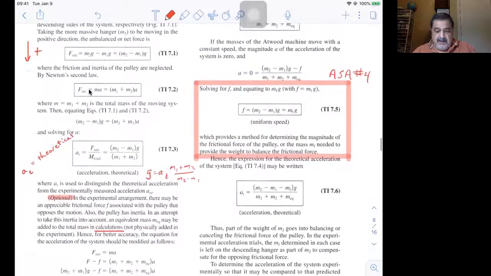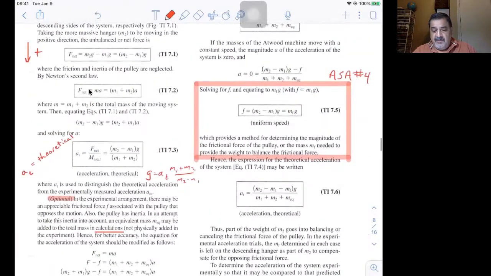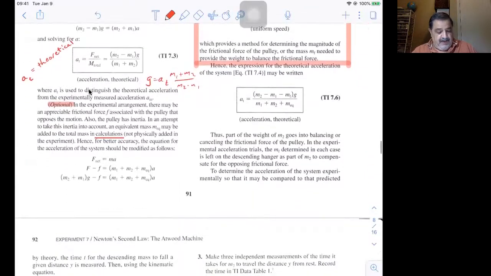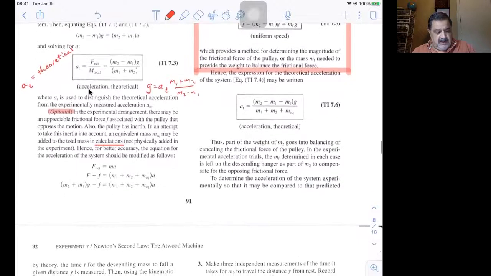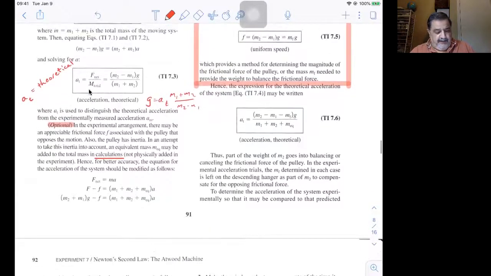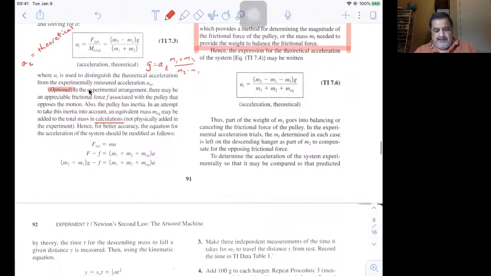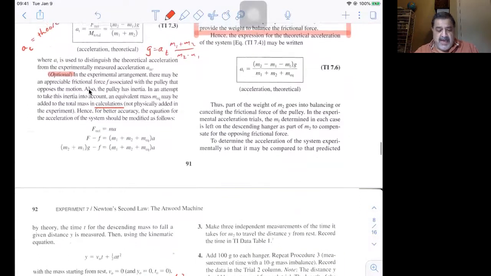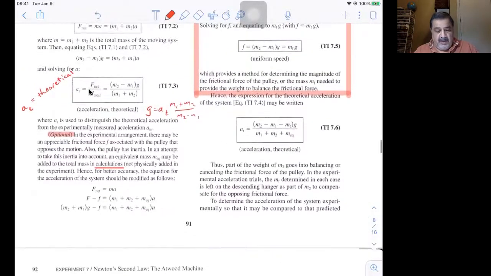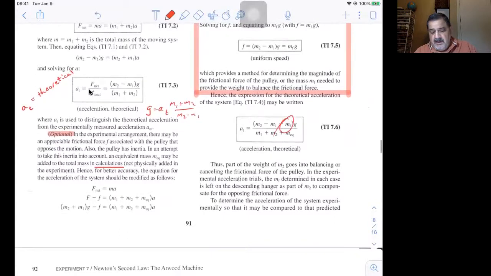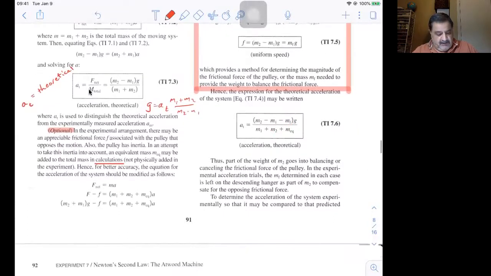Let's see. There's the advanced study assignment number 4. There's the answer to it. We're not going to do anything measuring the friction or the mass of the pulley. We're going to ignore those, and you'll see that. Whenever you see the mass of friction or the mass equivalent, we're going to ignore those because it is a virtual lab.